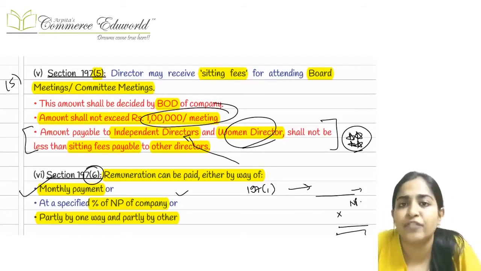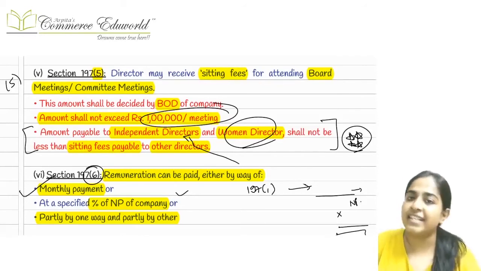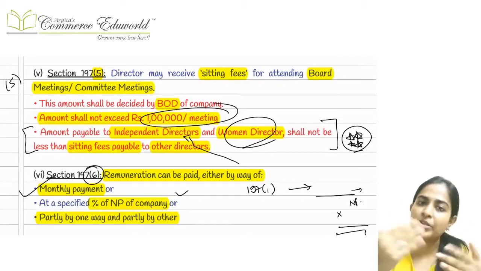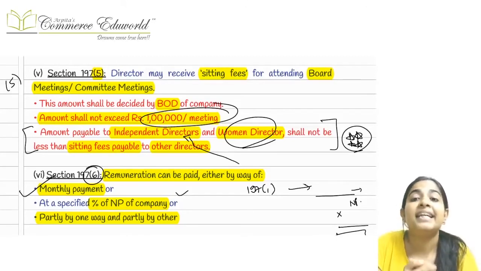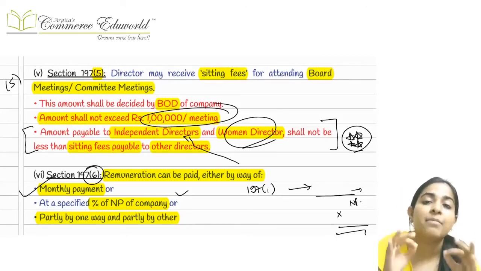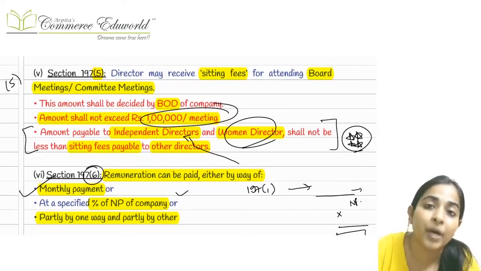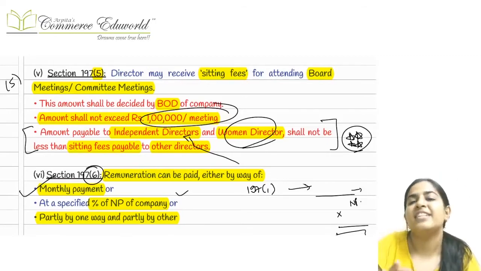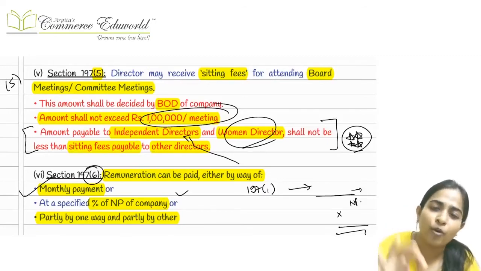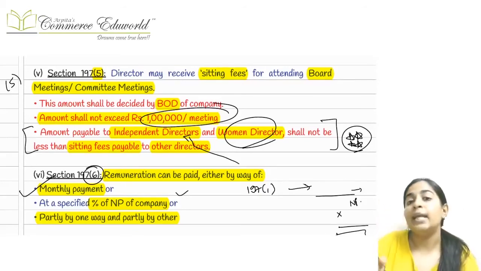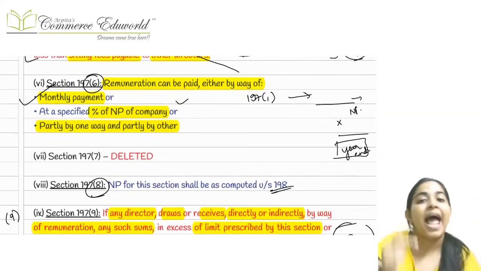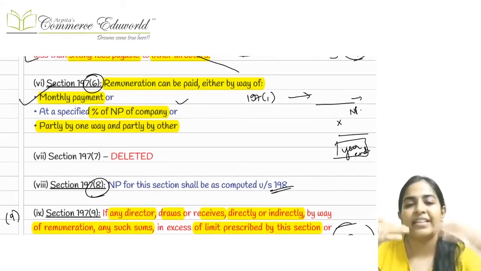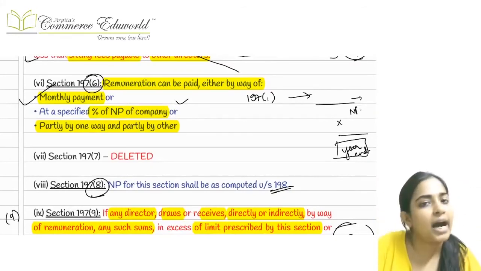Okay, how much sitting fees? We have already discussed that sitting fees can be paid extra, over and above the remuneration. How much sitting fees can be paid? Sitting fees maximum up to rupees 1 lakh per meeting. This is the sitting fees that can be paid to each director for the board meetings that they have attended. An independent director and women director should not be paid anything less than the other directors, which means they should be paid at par with the other directors.